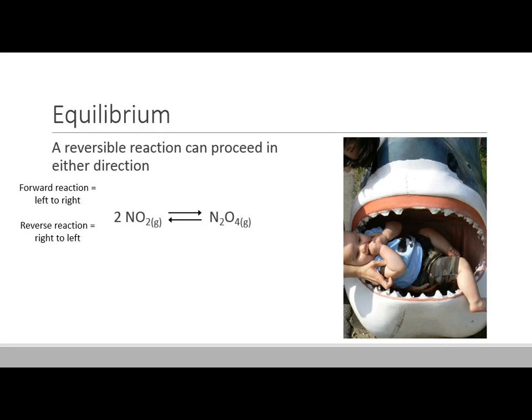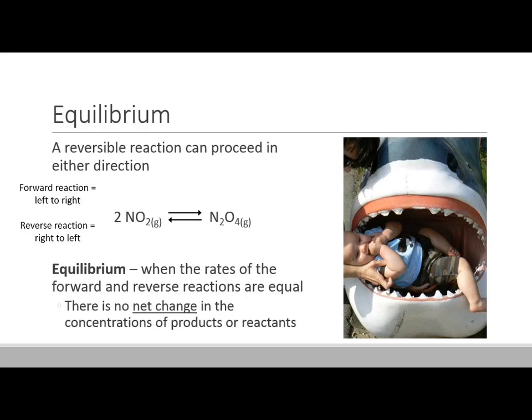So we're going to define the forward reaction as going from reactants into products, so going from left to right. And then we're going to define the reverse reaction as going the opposite direction. So if I say the reverse reaction, you know that you're going from products back into reactants. All right, just a quick definition there.